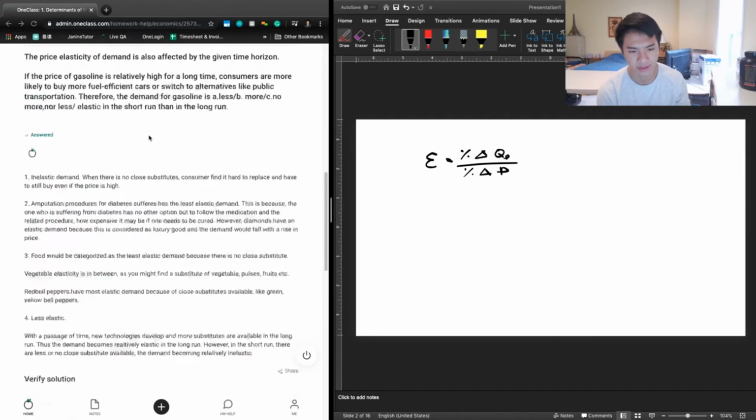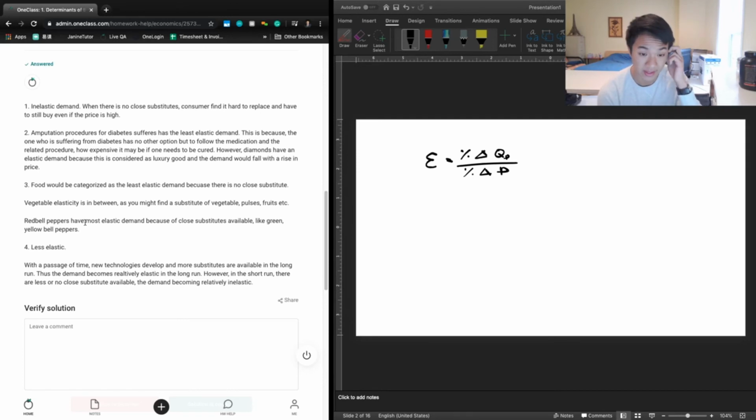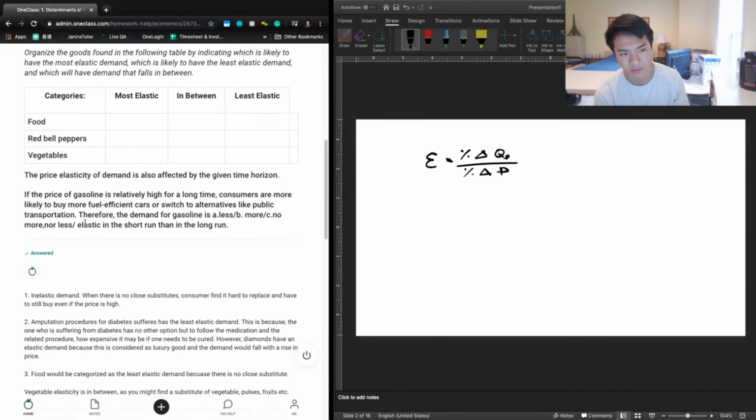So let's take a look at the answer given by the tutor. Food would be categorized as the least elastic because it has no close substitute. Vegetable elasticity is in between, as you could find substitutes for vegetables like fruits. Red bell peppers have the most elastic demand because of close substitutes like green and yellow bell peppers. Great. So exact same things that we talked about before. No problems with that.